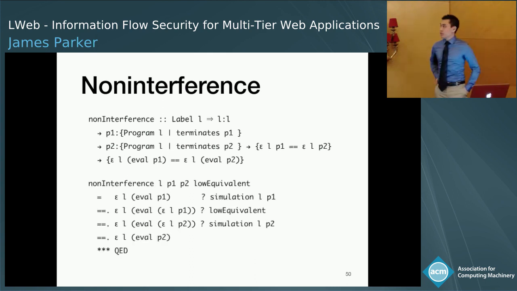So here's our proof body. It's pretty simple. It relies on a simulation theorem. We know that the first line equals the second line due to the simulation theorem. We know that the second line equals the third due to the low equivalent precondition. And the third and fourth are equal, again, due to simulation on P2.